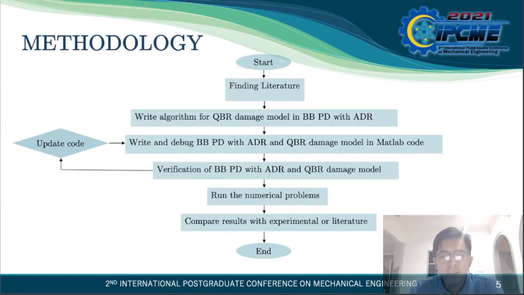So the first step is we need to find the literature, and then I will need to write the algorithm for the QBR damage model in the framework of bond-based peridynamics with adaptive dynamic relaxation. After that, the code will be written and debugged using MATLAB software, and then the MATLAB code will be verified using simple problems to make sure that there is no problem with the code. In case there is any problem, it will be updated before it is run on a numerical problem to provide the results.